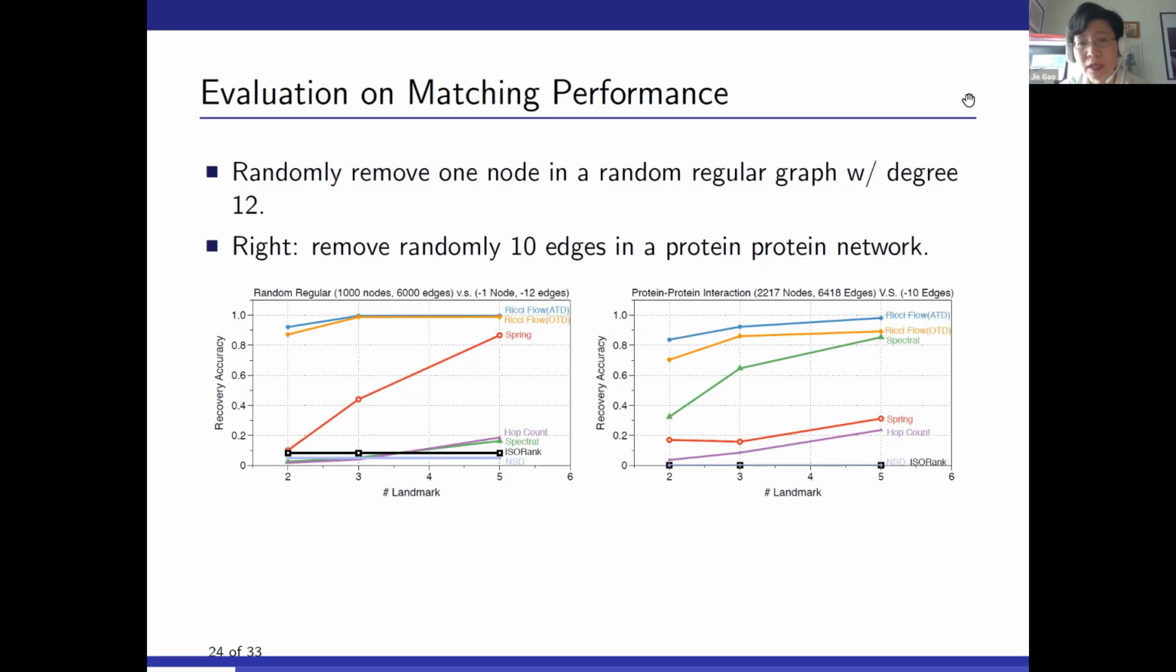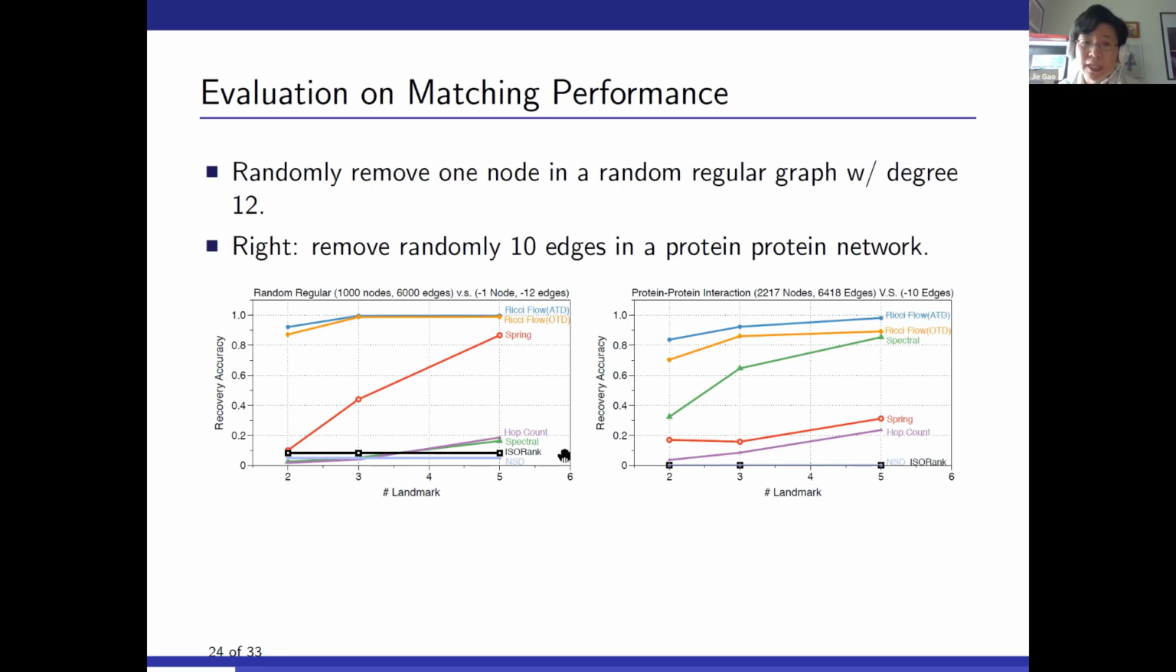I'm showing some figures on the performance for both random regular graphs and real-world graphs like a protein-protein network. Even with a very small number of landmarks, here I'm choosing just 3, 4, or 5 landmarks, I'm trying to measure the recovery accuracy. And it turns out that using Ricci flow as the distance measure of the network, we can discover a lot of information about where a point is with respect to the other landmarks.